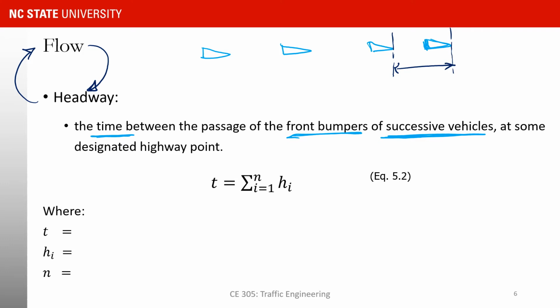The time that it takes for vehicle number 2 to get to the location that vehicle number 1 is, that is the headway between vehicle 1 and 2. And often we just call it headway 1. If you do the same thing for vehicle 2 and 3, you get the headway between vehicle 2 and 3, and so on.